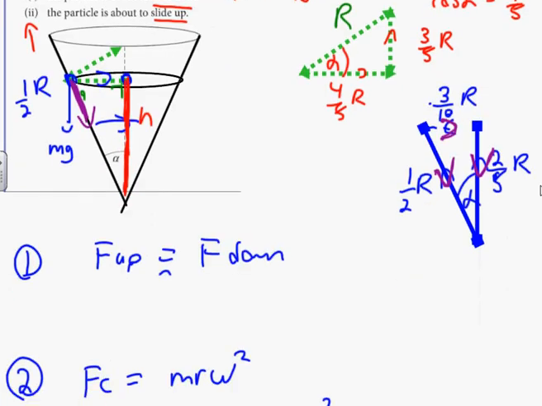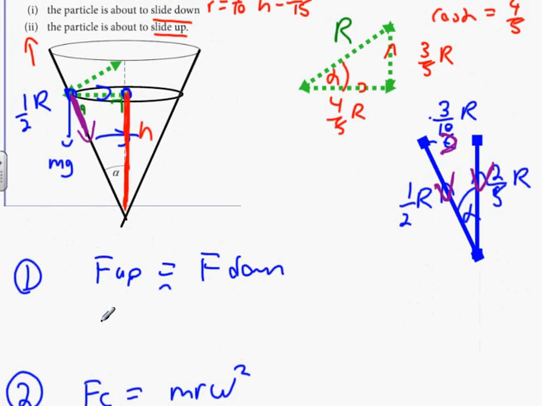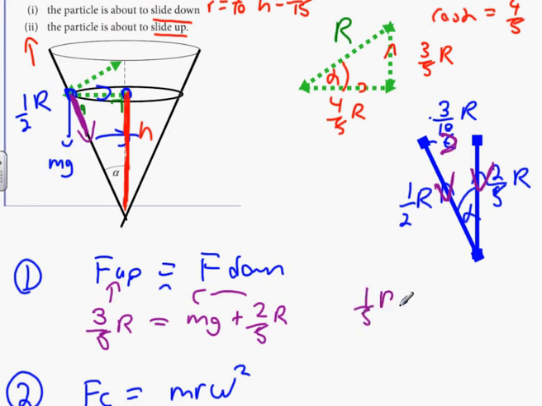Then we go down, and we start off with F up versus F down. So what's F up versus F down, guys? F up, anybody? Green or blue triangle, anything going up? 3 over 5 r going up. Anything going down? mg and 2 over 5 r. Now, bring the 2/5 over to the other side. 1/5 r equals mg. R equals 5 mg. Is that alright? 5 mg.